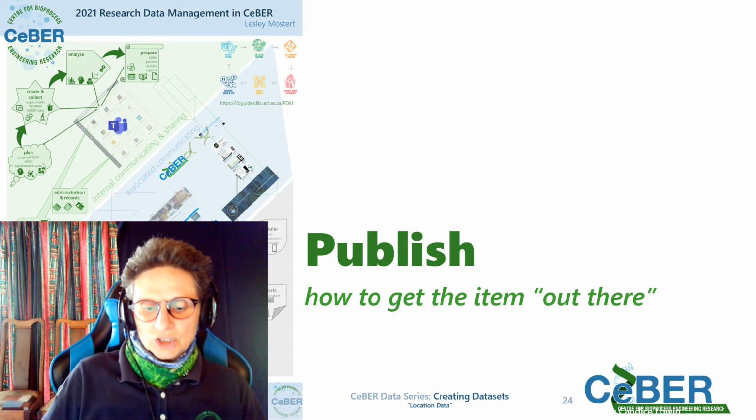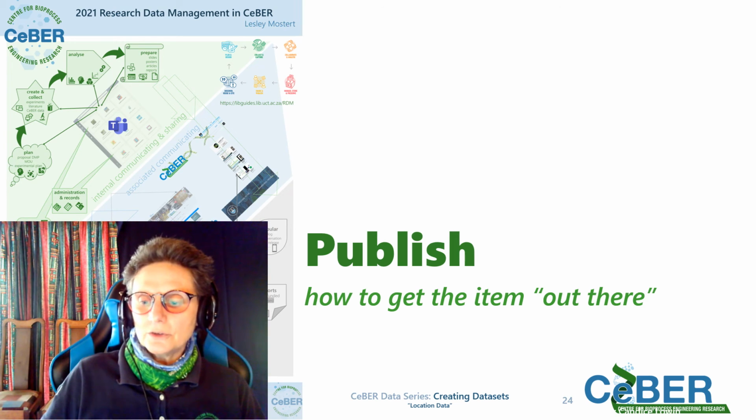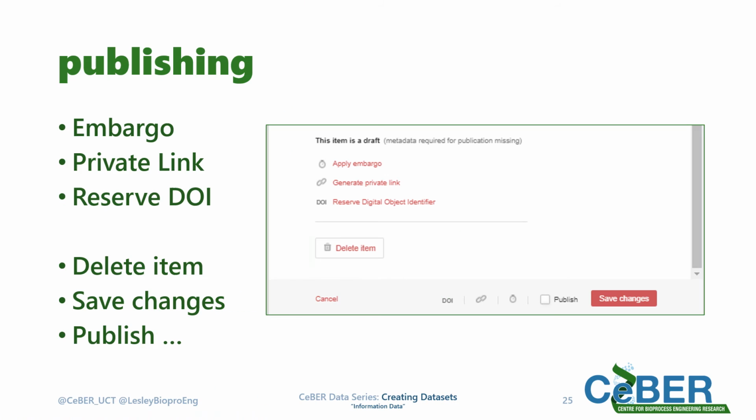So now we get to the publishing part. So far it's all background work, nobody will know, you can get rid of it if you want to, and now we get to how do I get this item out there where people can see it. So the first thing is you have to fill in these things that appear in red. Until you do, you can delete the item, but know that once you've reserved the DOI, you will not be able to delete the item. And once you have published it, you cannot delete it, because on publishing, it will get a DOI.